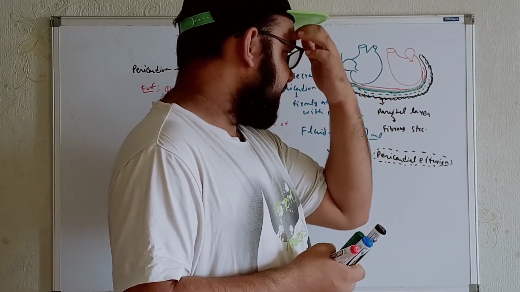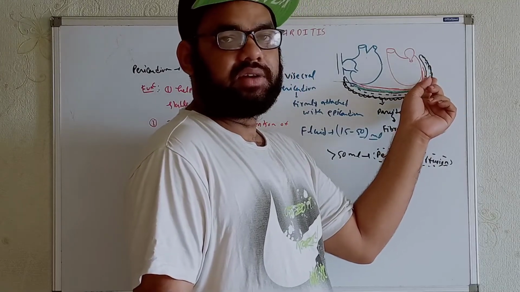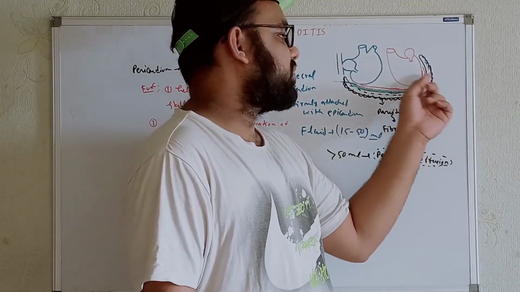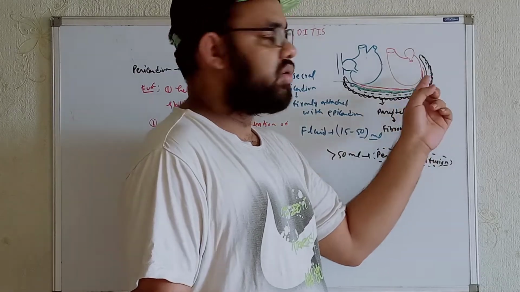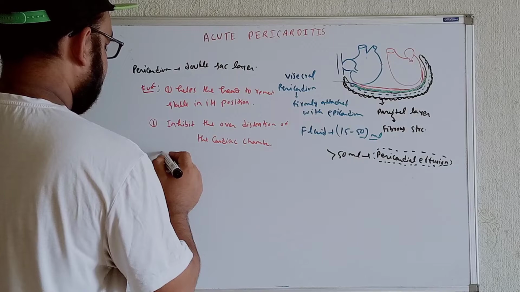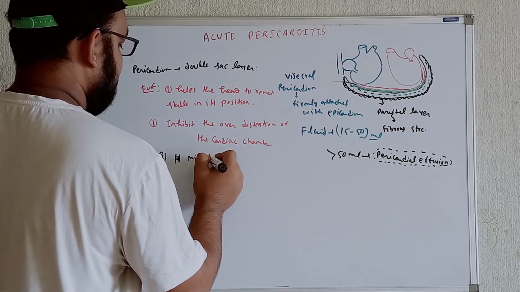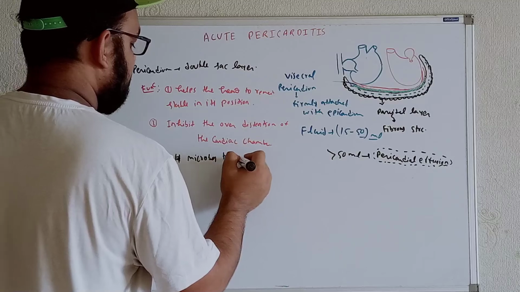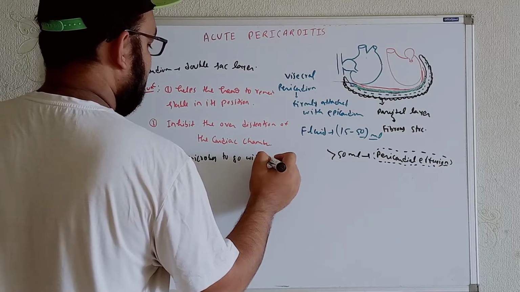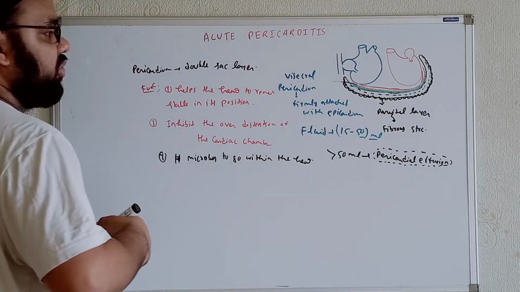For example, someone is having inflammation within the lungs. At that time, this pericardium will inhibit the microbes from going from the lungs to the heart. So it will also inhibit. Okay, you can write it over here: it also inhibits microbes from going within the heart. That means it will work as a protective mechanism, a protective factor.